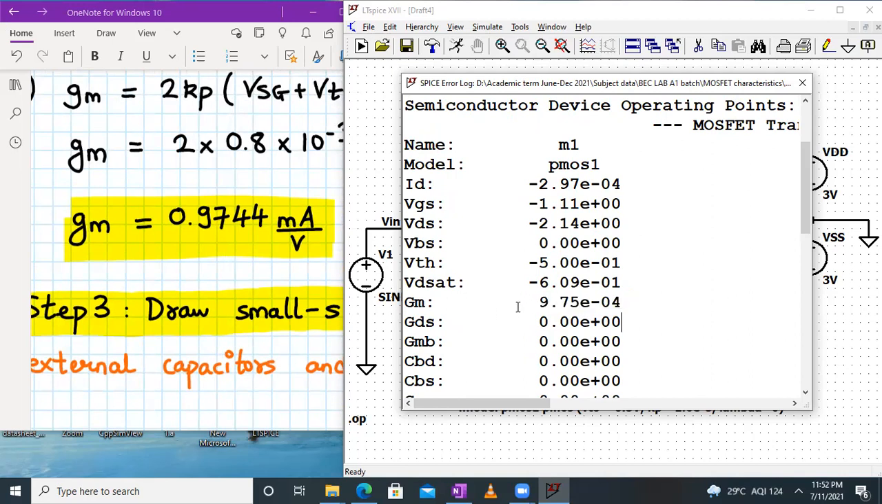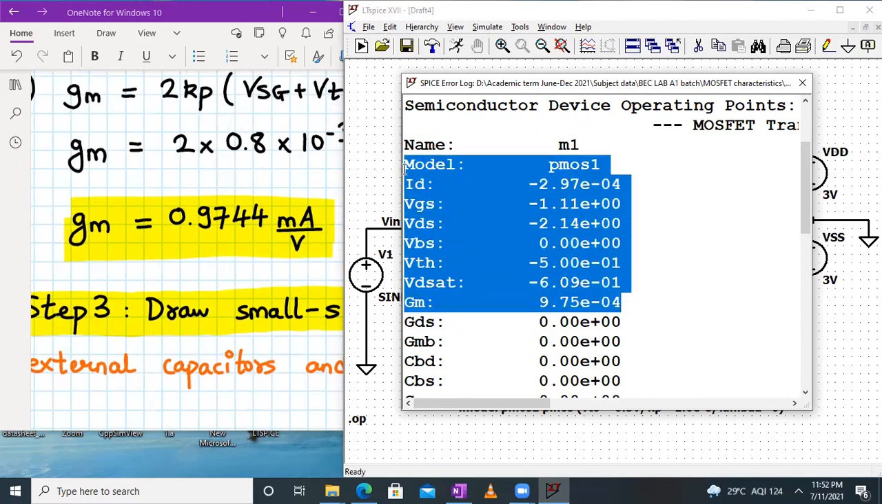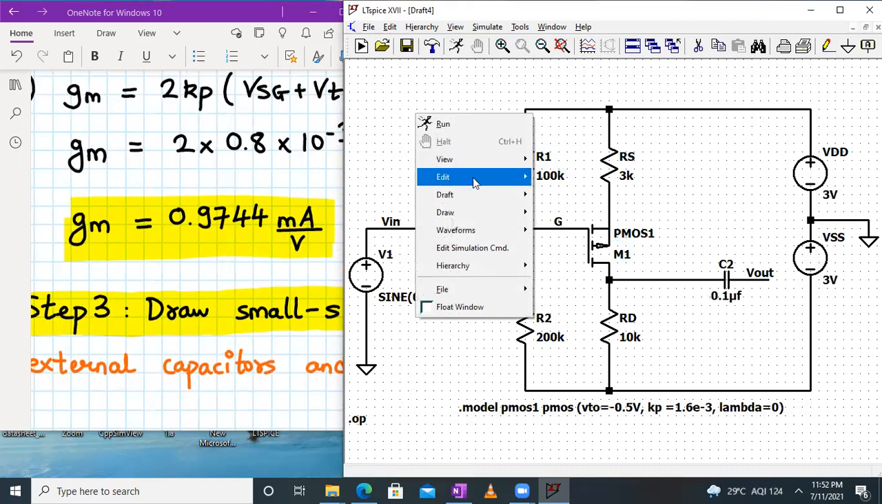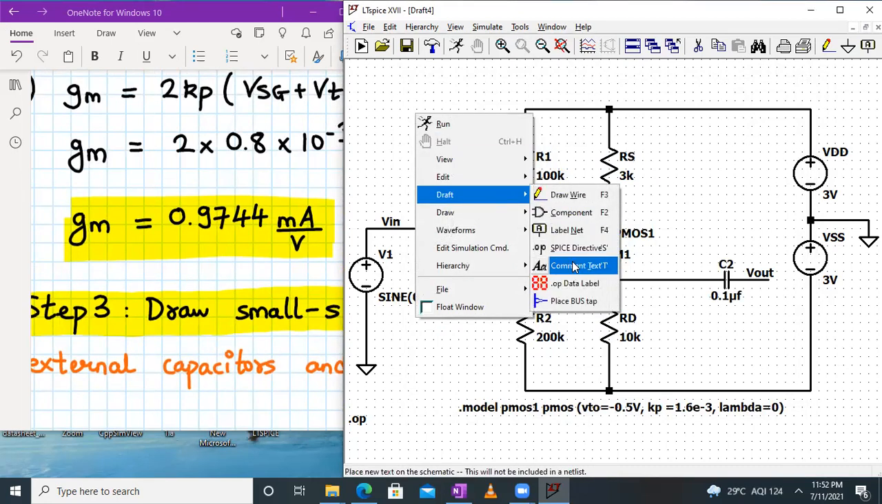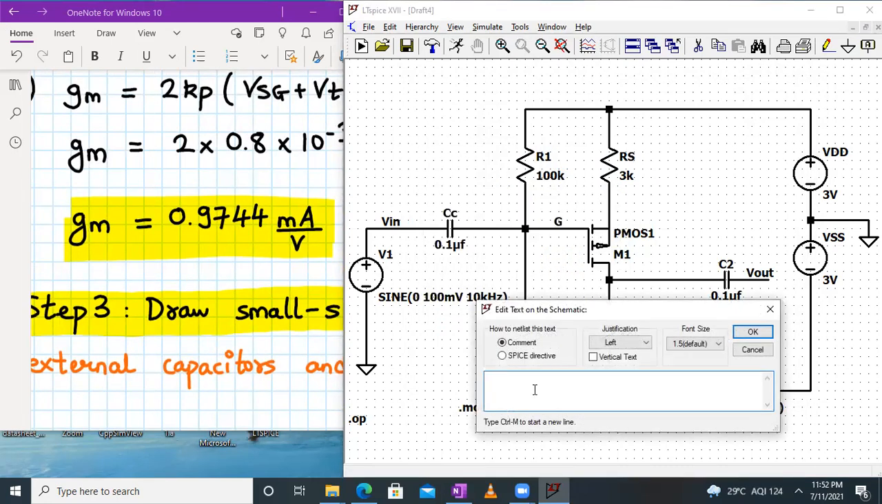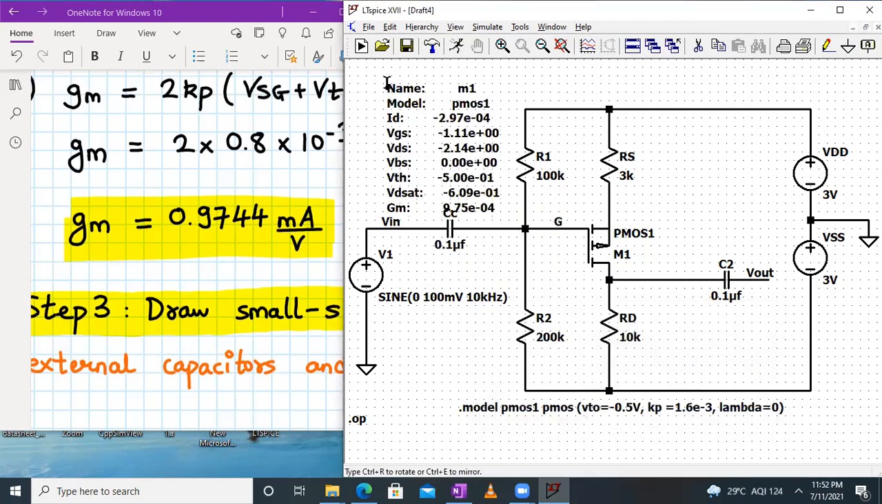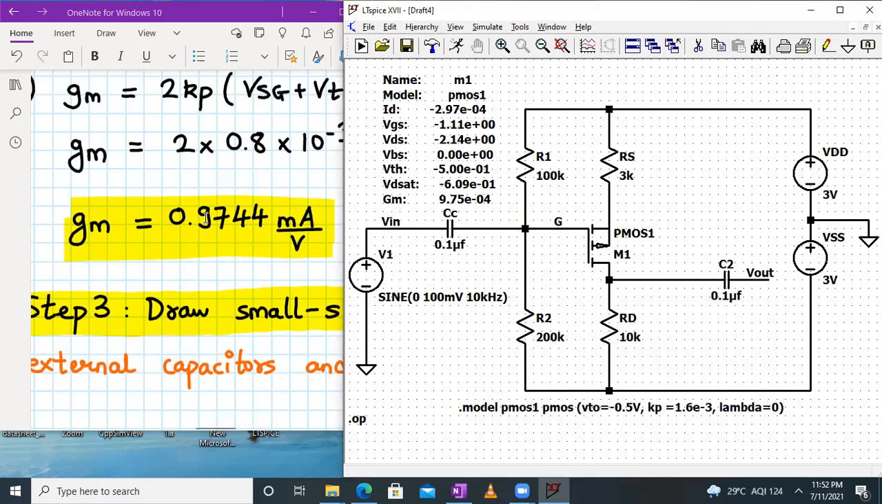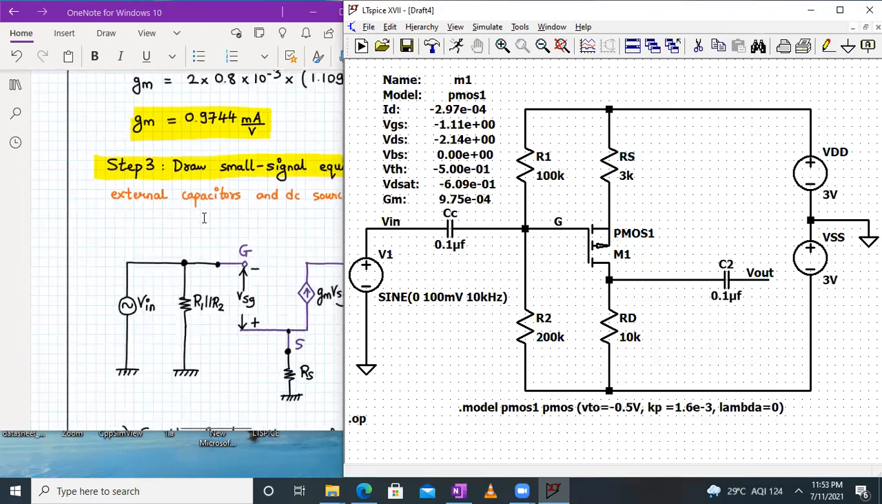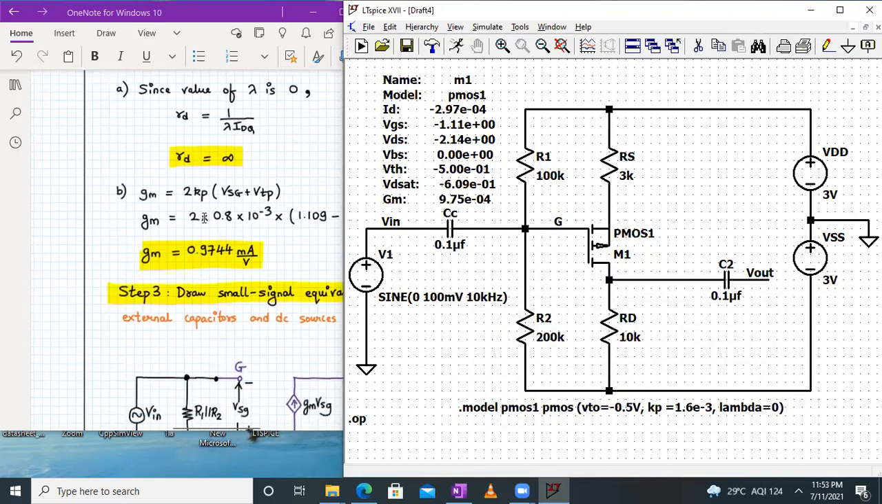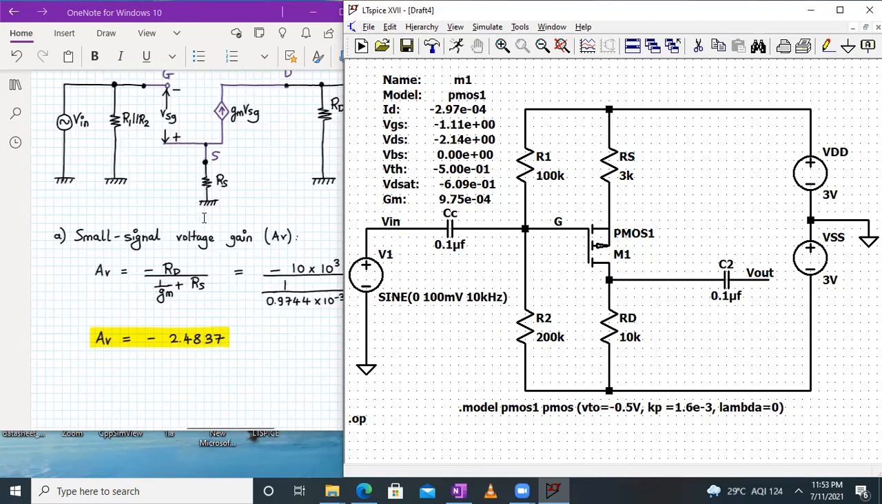So the gm value is also coming absolutely correct. Let me copy these parameters with Control C, and now I will add them onto the schematic by adding them in the comment section. So here it is, I will note it down over here. Okay, so all the DC parameters and the small signal parameters are coming absolutely perfectly fine.